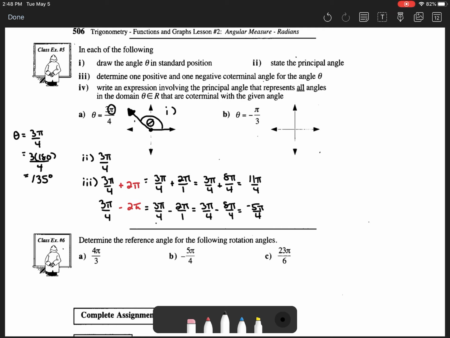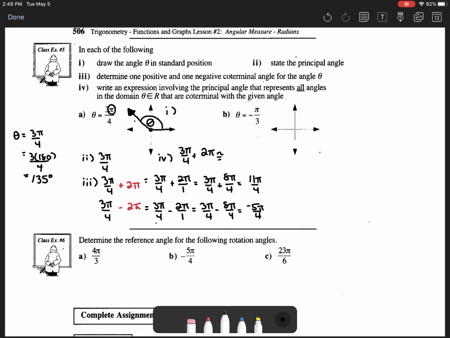Then the last part here, part 4, is state the expression that would find all coterminal angles. And again, on the domain, theta is a member of the real numbers, so no restricted domain. So what I do to do that, remember, is I take my principal angle, 3 pi over 4, and I add full rotations to it, but I'm in radians, so full rotations would be 2 pi. And I have to say n, just like I did yesterday.